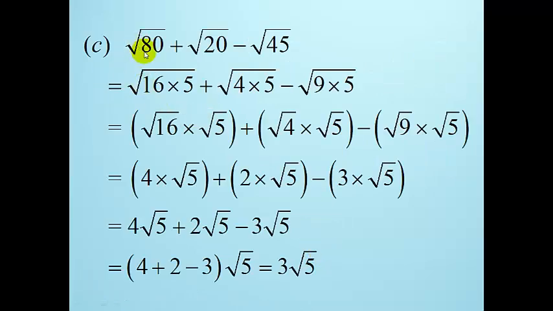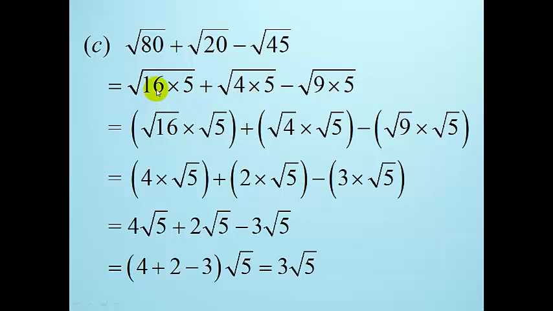Now C, the square root of 80 plus the square root of 20 minus the square root of 45. Now with the number 80, we search for two numbers which, when we multiply, we get 80 in such a way that one must be a perfect square, and 80 is the same as 16 times 5. And so you can see that 16 is a perfect square. Now 20 can also be expressed as 4 times 5, and 4 is a perfect square. 45 can also be expressed as 9 times 5, and 9 is a perfect square.